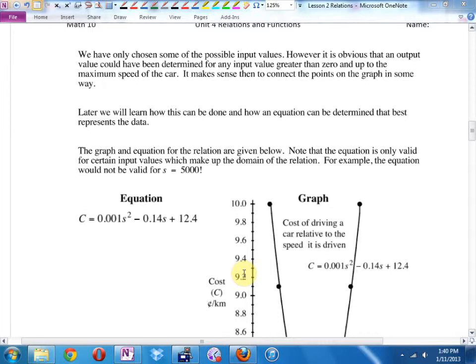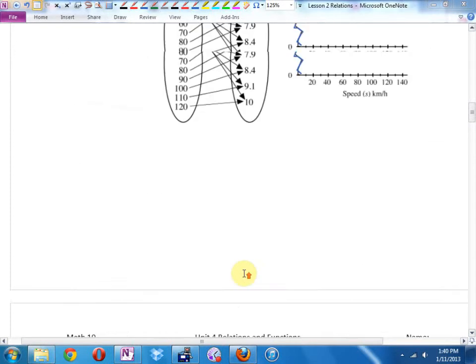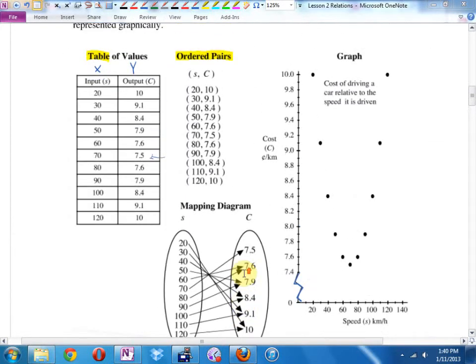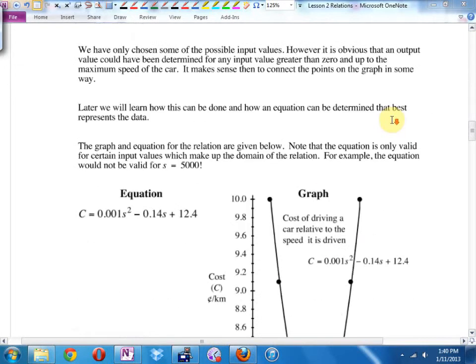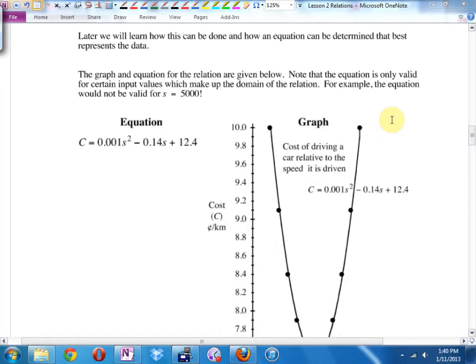We've only chosen some of the possible input values. However, it's obvious that an output value could have been determined for any input value. I think this graph, although we initially plotted it as a discrete, I think we could connect the dots, because can you travel 26 kilometers per hour? Can you travel 26.1 kilometers per hour? Yeah. Can you travel 26.11? I think from the data, we graphed it, but we would certainly choose to connect it.